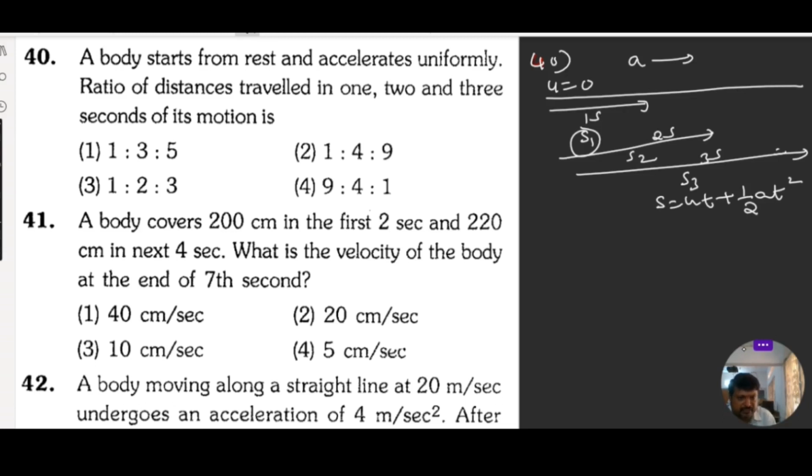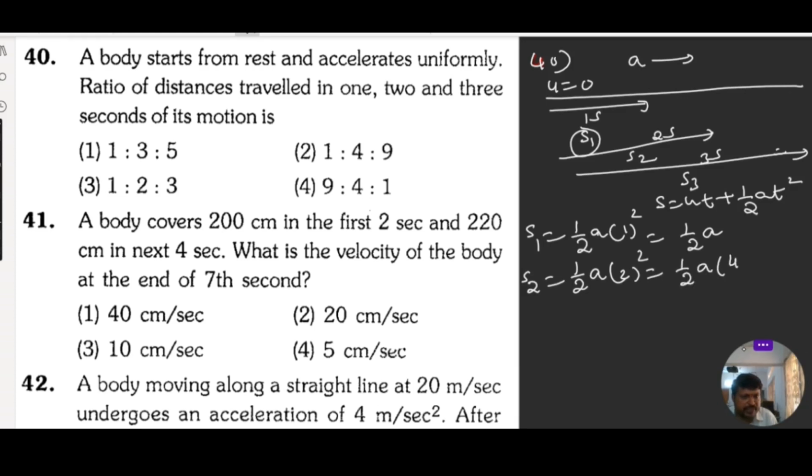A body starts from rest. So S1 is equal to, in the place of u substitute 0, then it becomes half a, in the place of t, 1 square, that is equal to half a. Then S2 starts from rest, so u equal to 0, then again half a, 2 square means 4. Then S3 equal to half a, 3 square, that is 9.